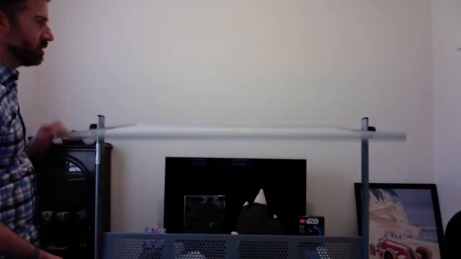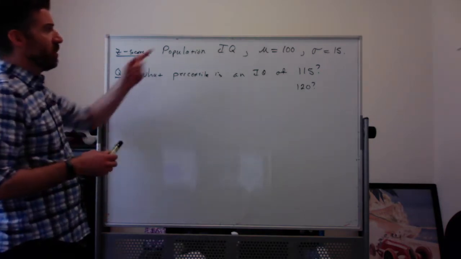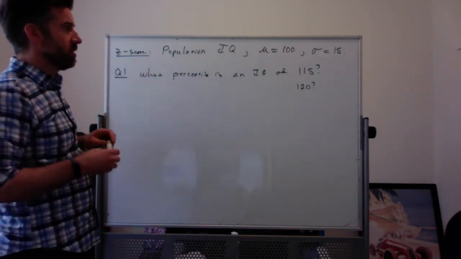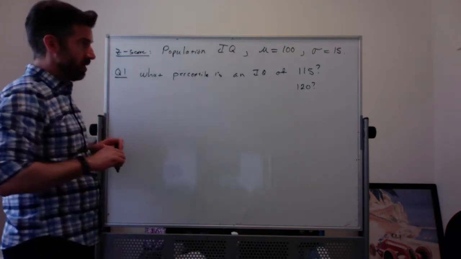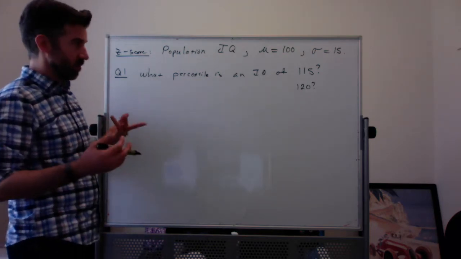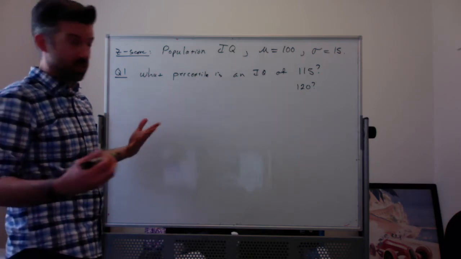Someone asked a question about percentiles, so I just wanted to give you a real quick rundown. For a population with a mean IQ of 100 and a standard deviation of 15, what percentile is an IQ of 115? The way you calculate this is by calculating the Z-score, aka the number of standard deviations above or below the mean that someone is.